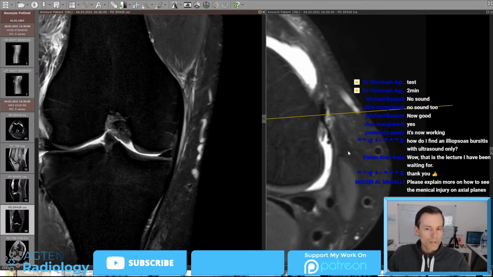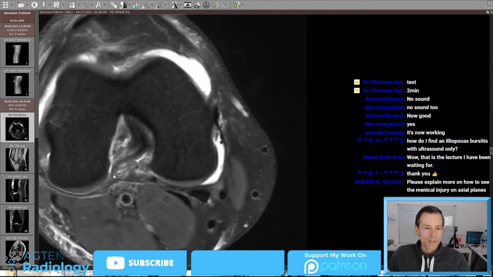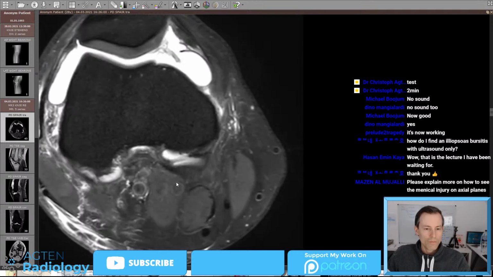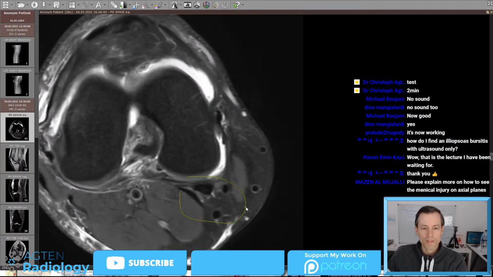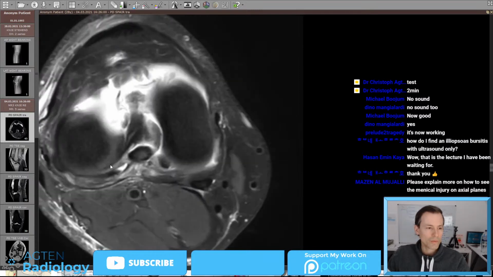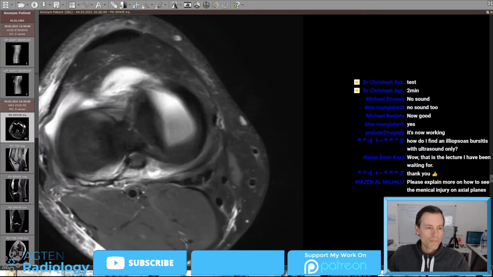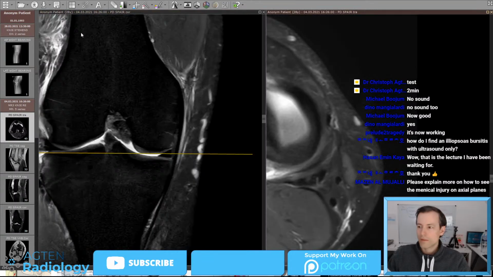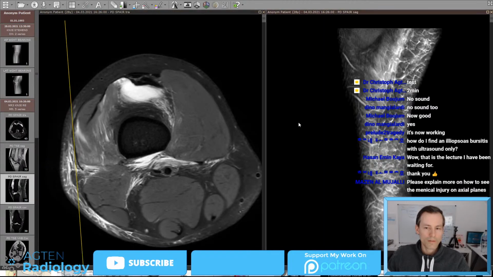Now, once we did that, typically what I do next is having a look at this region here to assess whether there is a Baker's cyst or anything. And please explain more on how to see the meniscal injury on axial planes. Mazen is asking about, yeah, okay, I can do this. No worries.